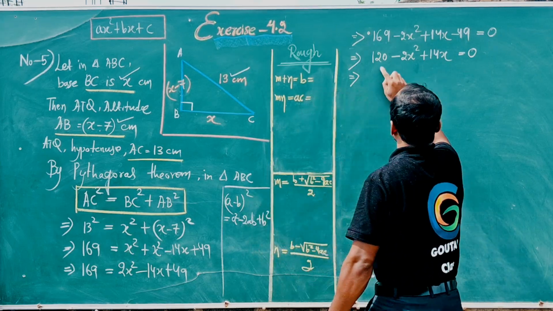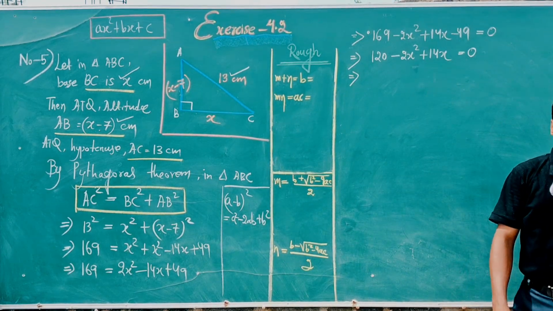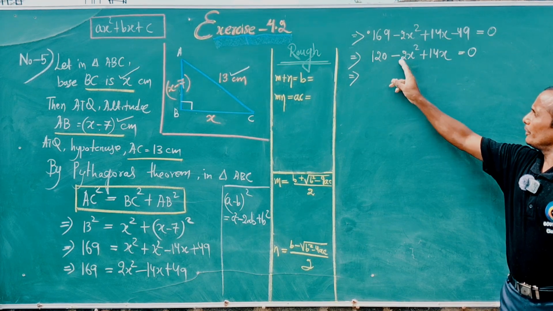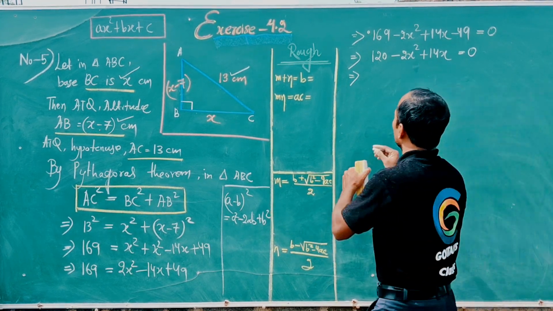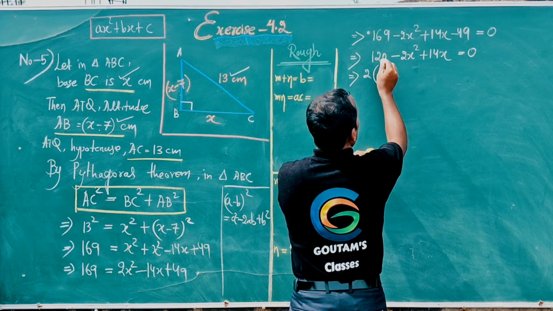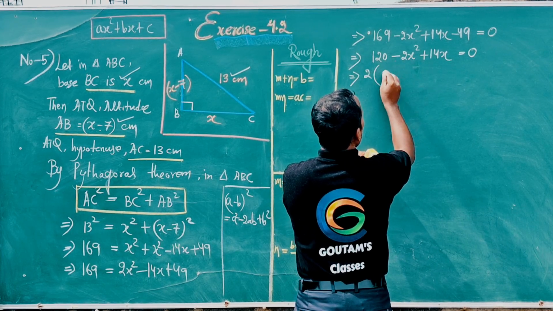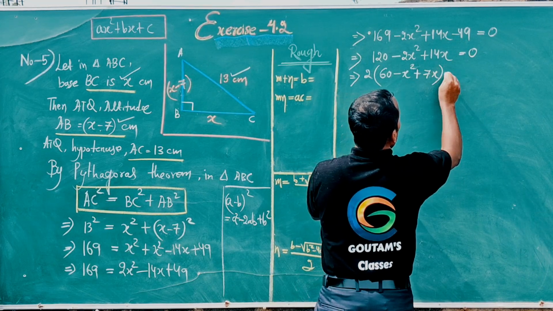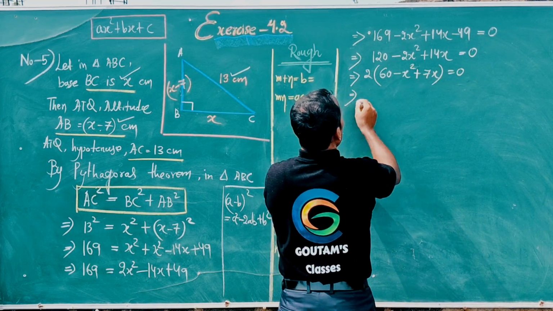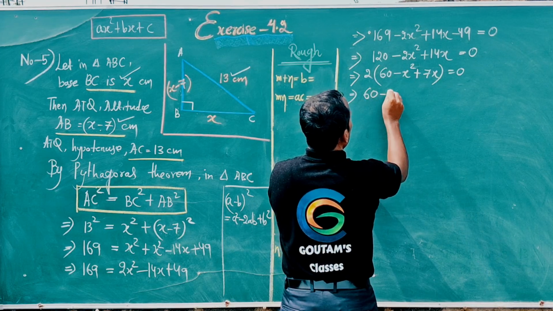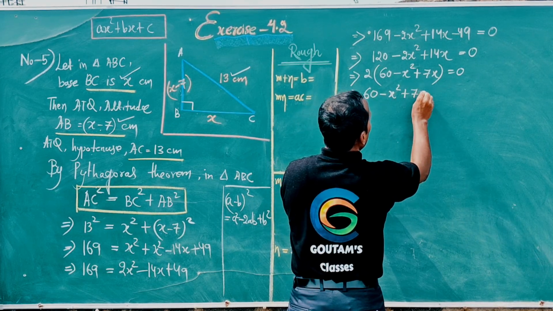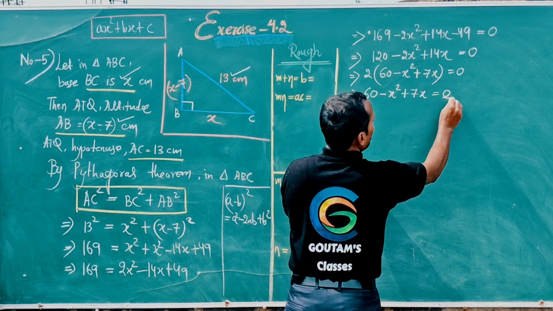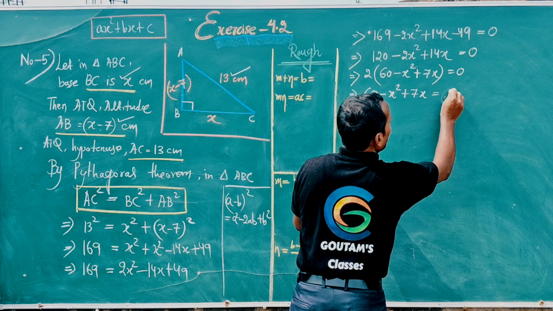Correct? Now this is simplified, but I can see that 2 is a common factor from all these terms. So let me reduce it. 2 taken common out of this gives me 60 minus x square plus 7x equals 0. Now 2 goes to other side, divides 0, so we have 0 by 2, which means 0.